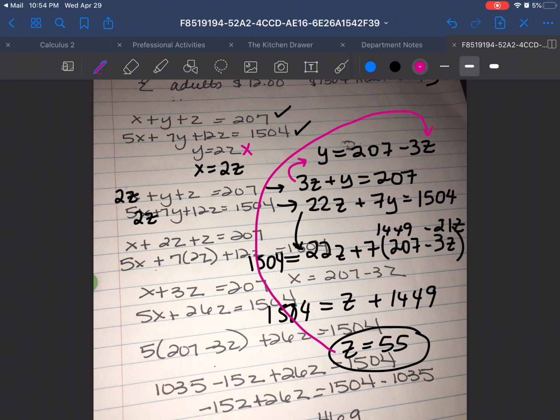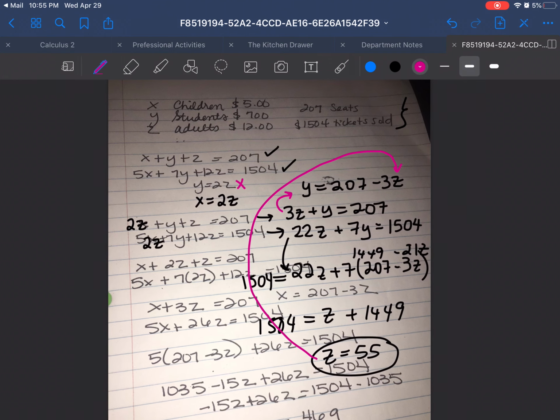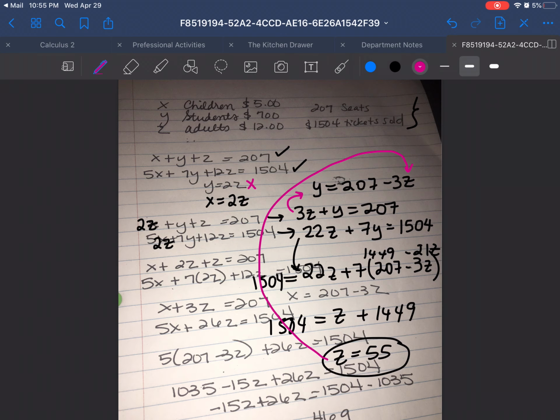Plus 207. Okay. So y ends up being 42. And if y is 42, then also we can use this z in this expression right here. Oops. And we get that x is 110. Okay.